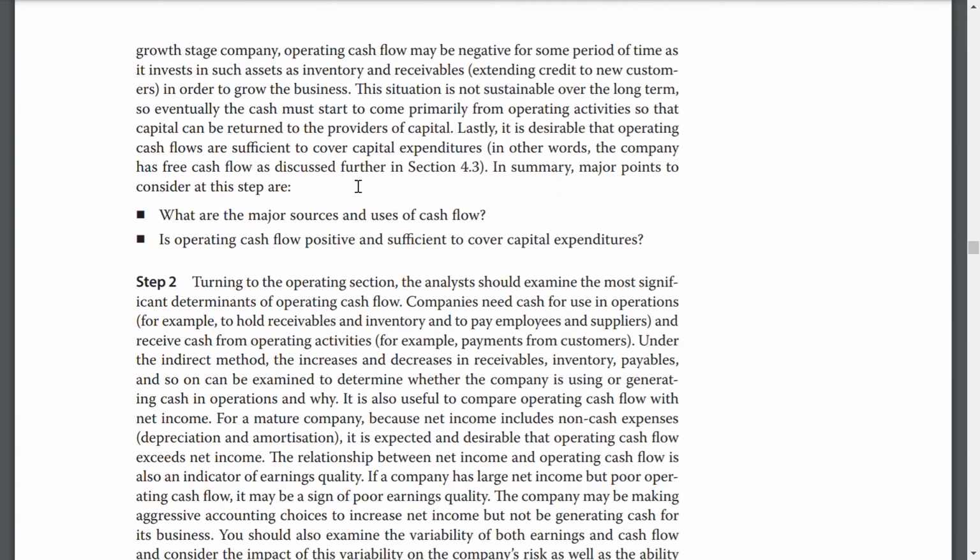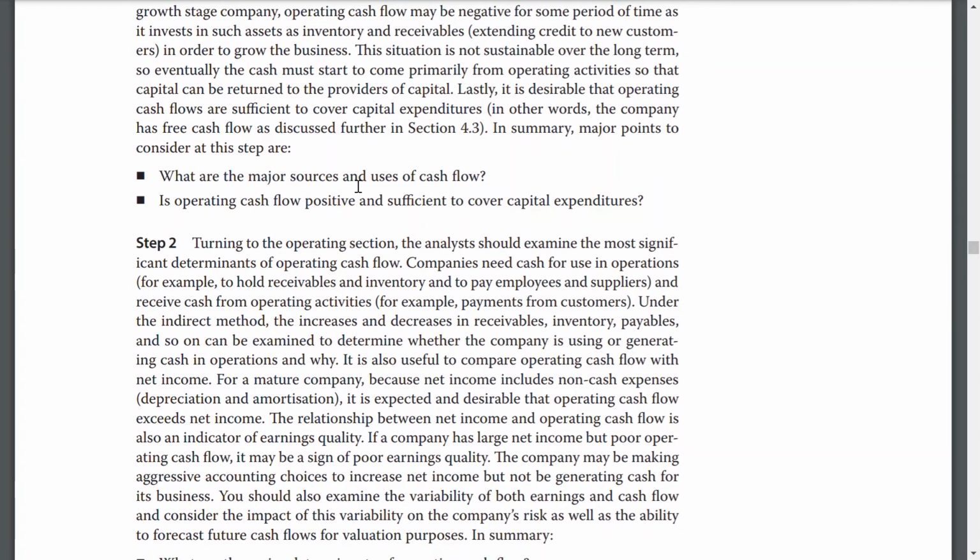Operating cash flows may be negative for some period of time as it invests in such assets as inventory and receivables. In summary, the major points considered at this step are: what are the major sources and uses of the cash flow? Is operating cash flow positive and significant to cover capital expenditures?